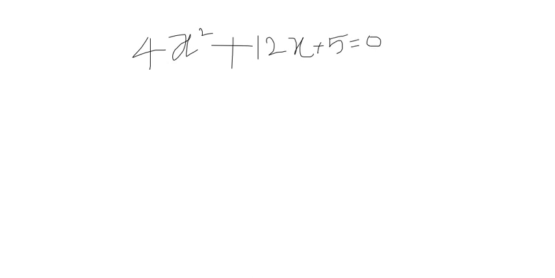So see the question: 4x square plus 12x plus 5 is equal to 0. Now tell me, what is the difference between the previous question and this question, guys? The previous question is a quadratic equation, this is also a quadratic equation, but if you observe carefully you will get one difference.